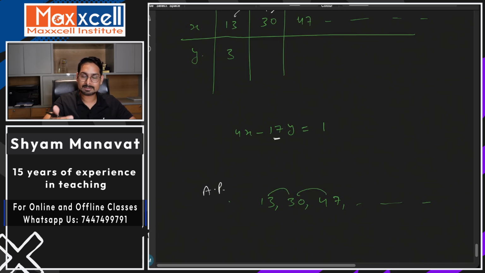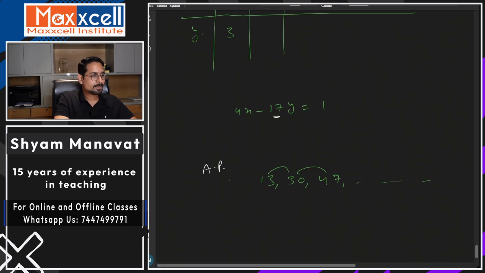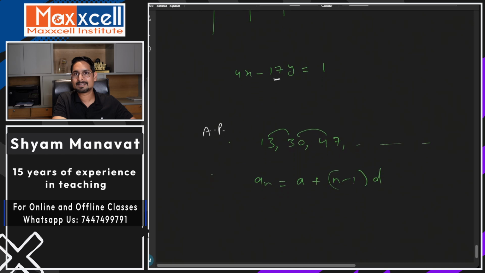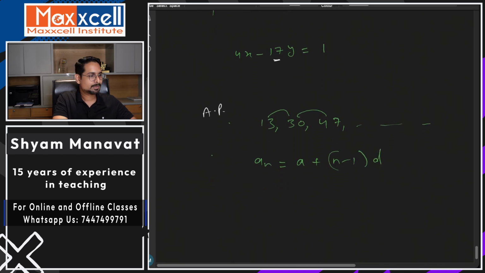30 and 13 difference is same as 47 and 30. Okay, good. In that case we say the nth term formula is first term plus n minus 1 into d. D is nothing but the common difference, right? Here this an is challenging. This an has to be less than 1000. We'll keep an eye on that.